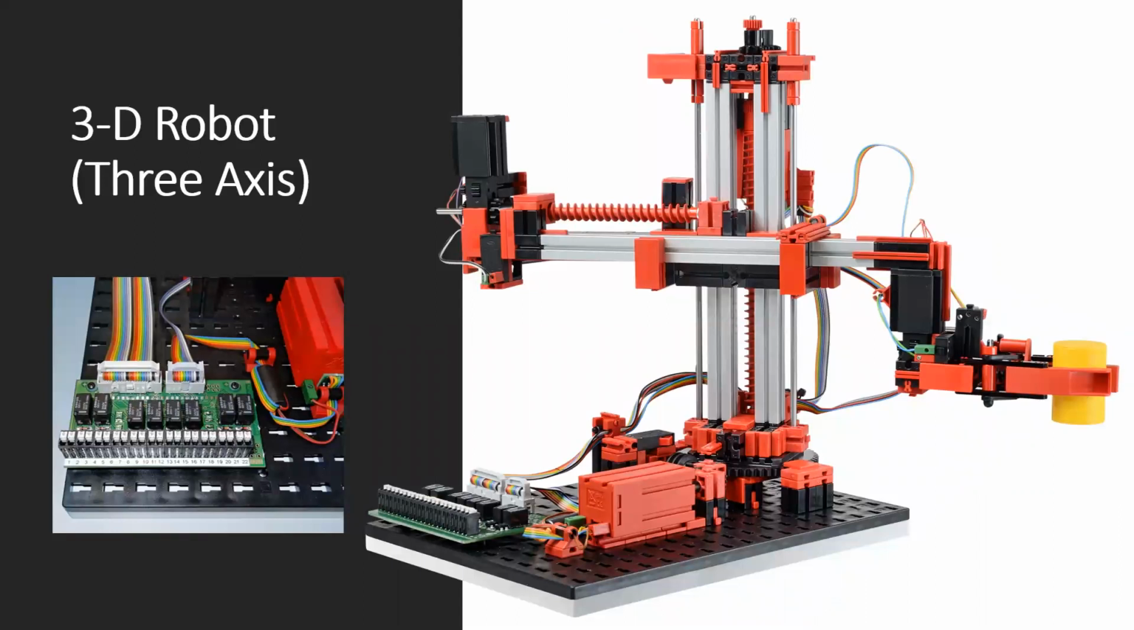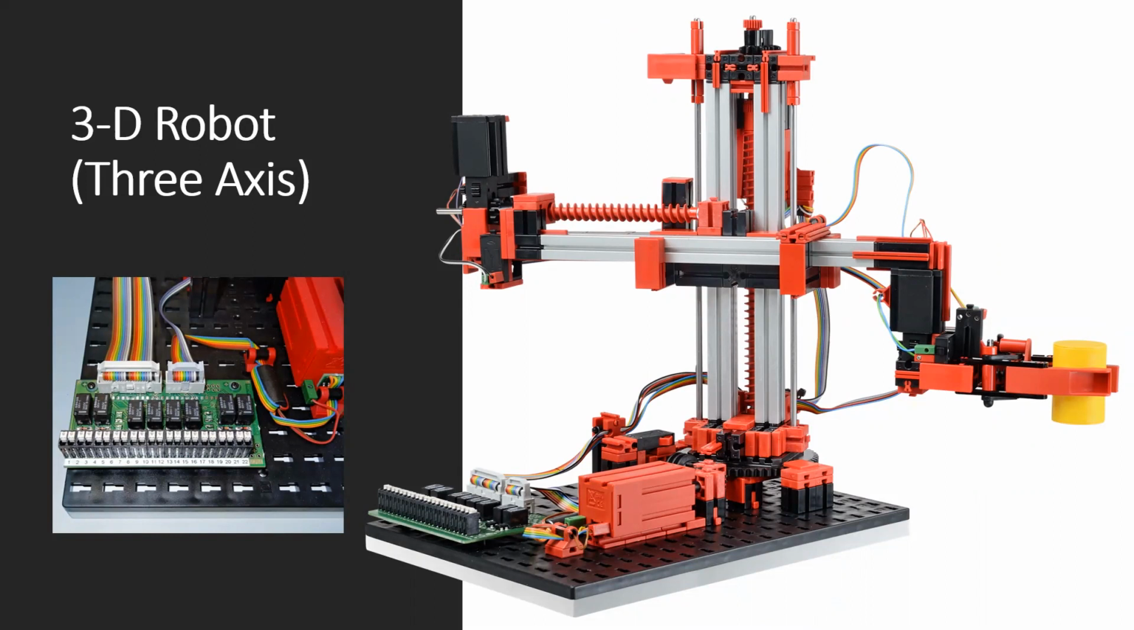Next is a variation on the idea of a pick-and-place robot, the 3D or 3-axis robot. The 3-axis robot has gripping forceps, which it uses to help it quickly and precisely position the work pieces it picks up in 3-dimensional space.